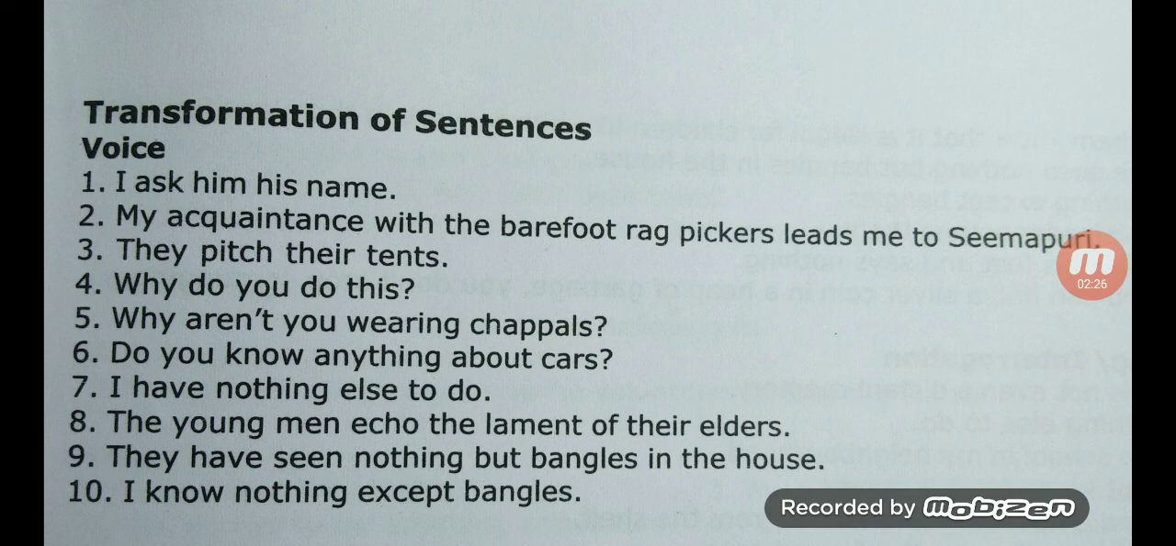Come to the 7th one. I have nothing else to do. Only one person, I, is there, and it will be shifted to the later part of the sentence. I will become me. So how will you write? Nothing else to do is had by me. Is had by me.